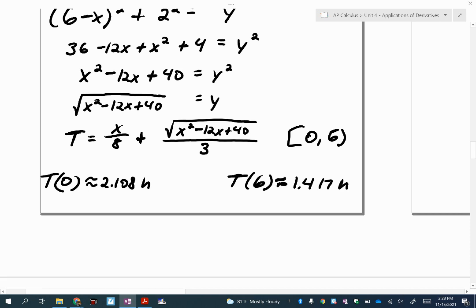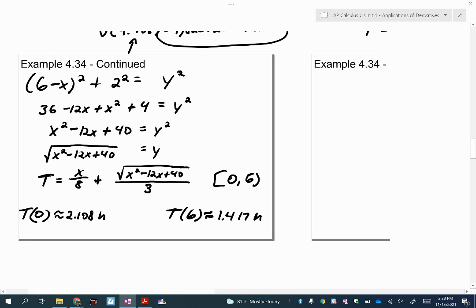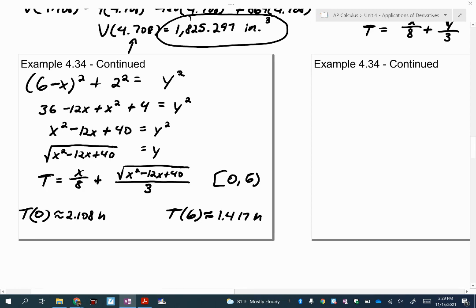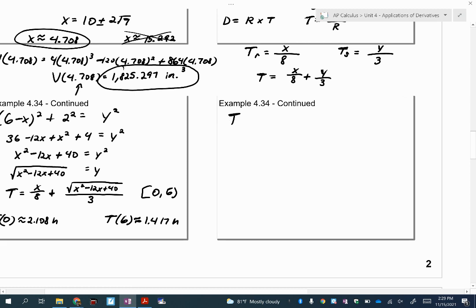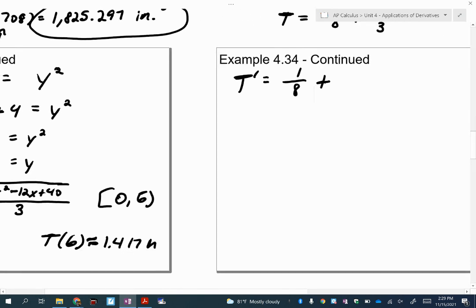All right, so now I'm going to find the critical points. So find the derivative of this t time function. So we have t prime. The derivative of x over 8, that's really like 1/8 times x. So that's just going to be 1/8, all right, plus, now this can get a little tricky here.